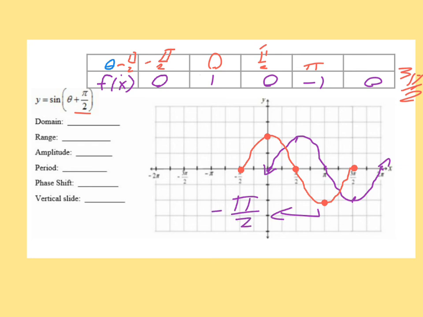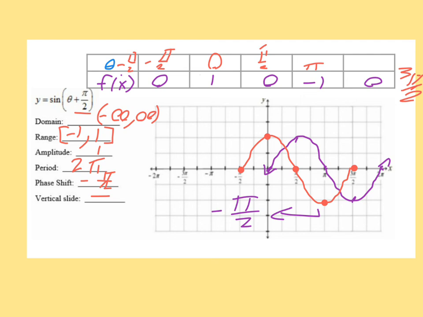So our domain comes out to be negative infinity, positive infinity still. Our range comes out to be negative 1 to 1 still. Our amplitude is still going to be 1. Period will still be 2 pi. Phase shift, we've now moved left pi over 2. So minus pi over 2, left pi over 2, a left arrow in pi over 2, any of those would work. Vertical slide, none.